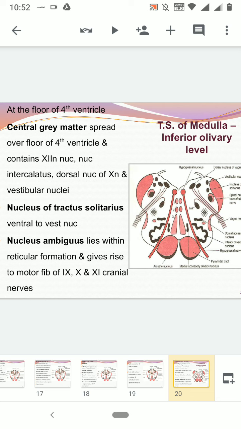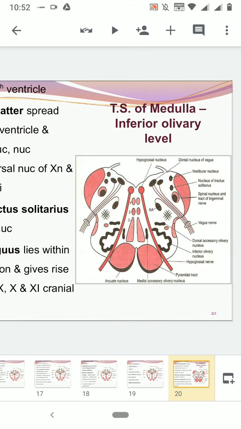and the connection between the cerebellum and the medulla oblongata is the inferior cerebellar peduncle. And just medial to the inferior cerebellar peduncle you have the vestibular nucleus. Below the vestibular nucleus we have the nucleus of the tractus solitarius. And then just below that we have the spinal nucleus of the trigeminal nerve.